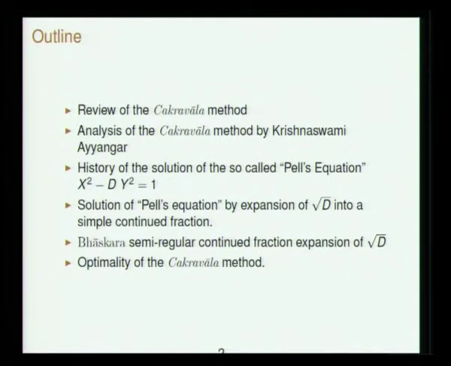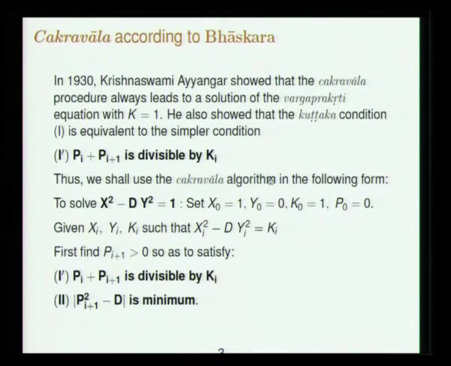Then we will go to the currently known, or what is taught in the textbooks, for the solution of this equation. The equation x squared minus d y squared is equal to 1 is known as the Pell's equation. How it was solved in Europe in the 17th and 18th centuries. Then I will compare the solution of Bhaskara, the older Chakravala method of India, with the Brouncker, Wallis, Euler, Lagrange method of solution. Finally, I will say something about the optimality of the Chakravala method.